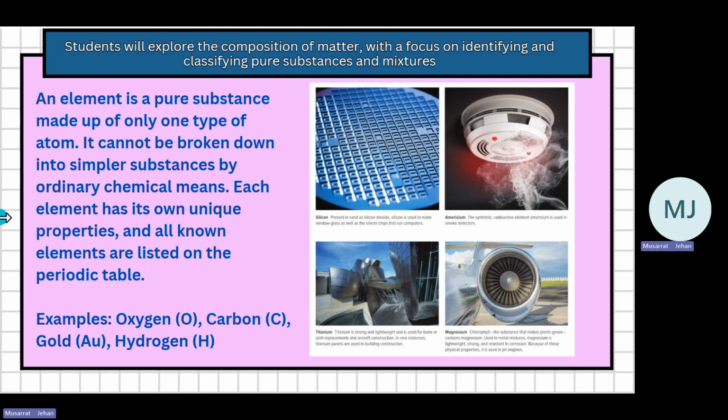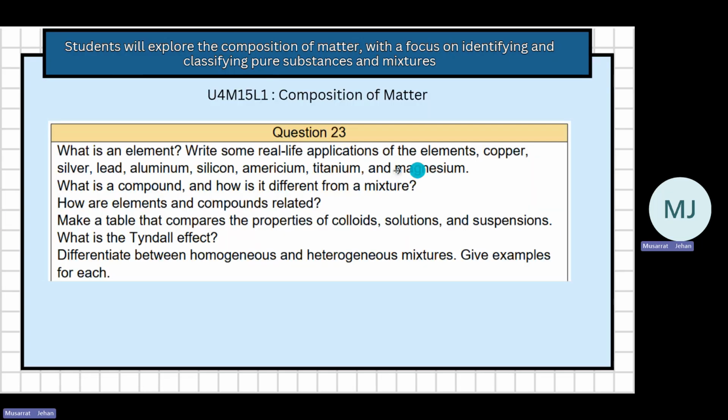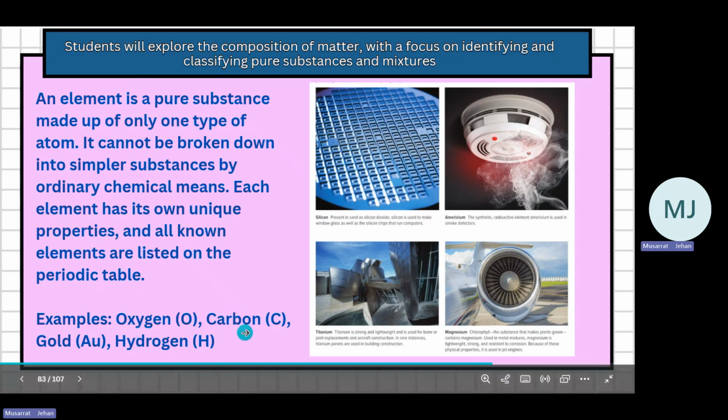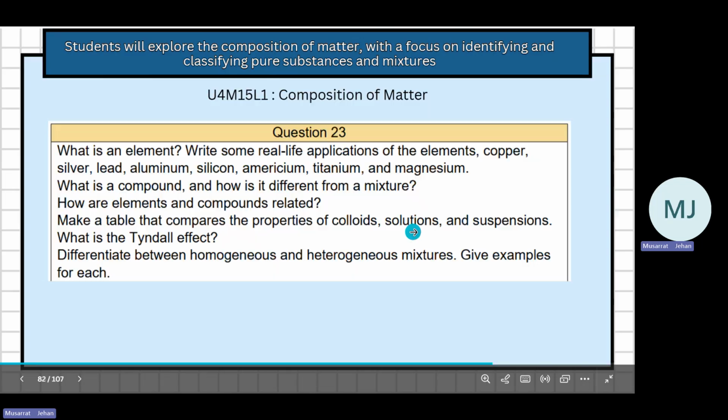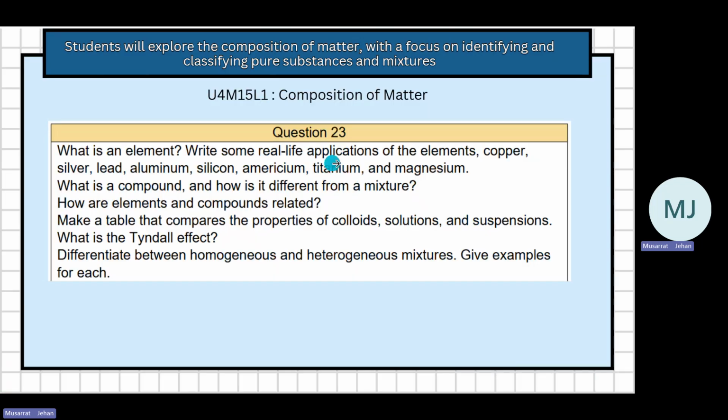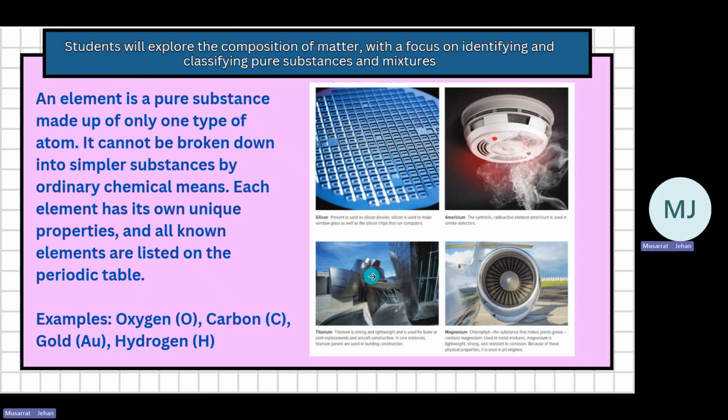Now they want you to know some elements. So here they've given you some examples. These are elements: oxygen, carbon, gold, hydrogen. Then what are the uses? Here say what are the applications of these elements: copper, silver, lead. So you should know what they are used for. Some examples are from your book. Silicon dioxide is used to make window glass, and silicon chips that run computers. So in glass and computer chips.